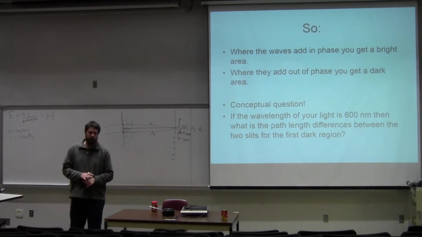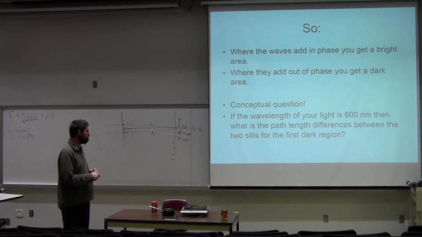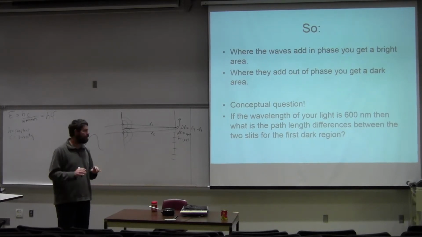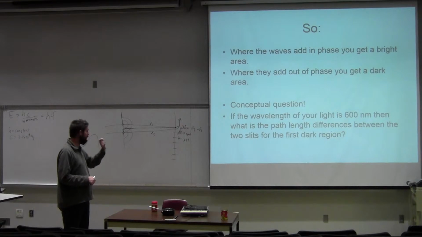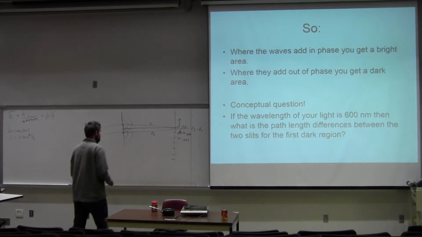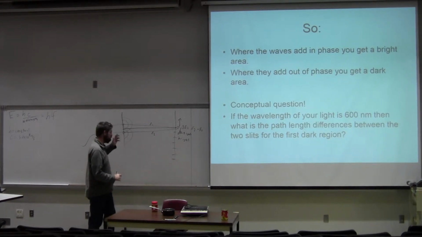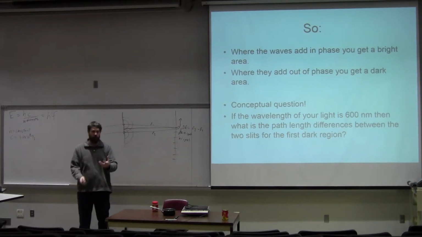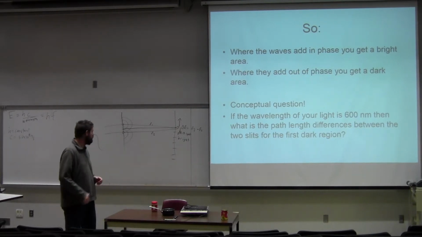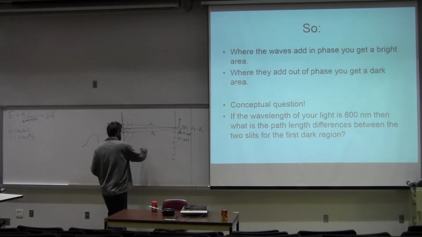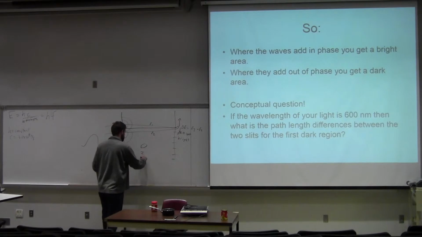There are ways to calculate it, but we're not going to do that in this class. We're going to look at, just conceptually, the path length difference, delta L, meaning if I take this distance minus this distance. What is my value going to be? Is it going to be 0 nanometers, 300 nanometers, 600 nanometers, 900 nanometers, or 1200 nanometers?